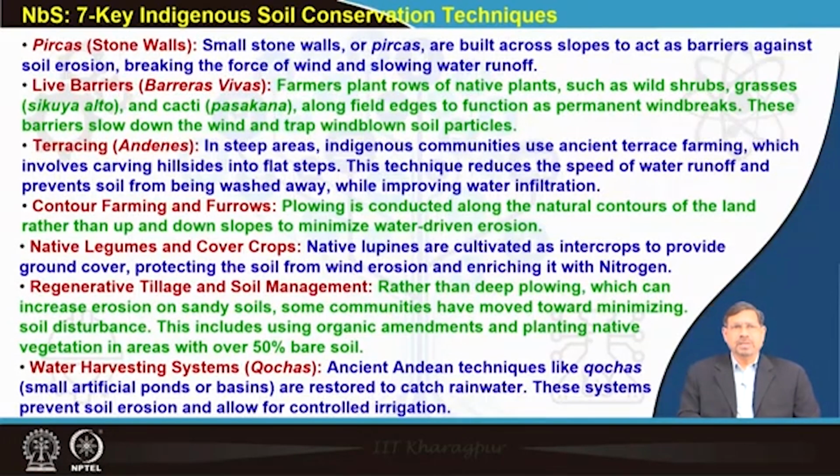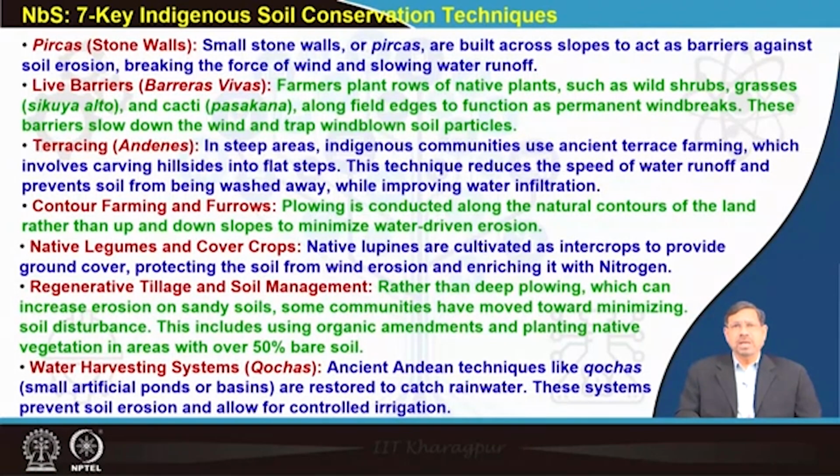The fifth point is native legume and cover crops. Friends, as we know, in crop rotation we rotate between legume crops and kharif crops. Legume crops have a lot of nif genes, nitrogen fixing genes, and so the nitrogen fixed by the rabi crops is taken up by the plants cultivated during the kharif season, so that they go in a complementary way.